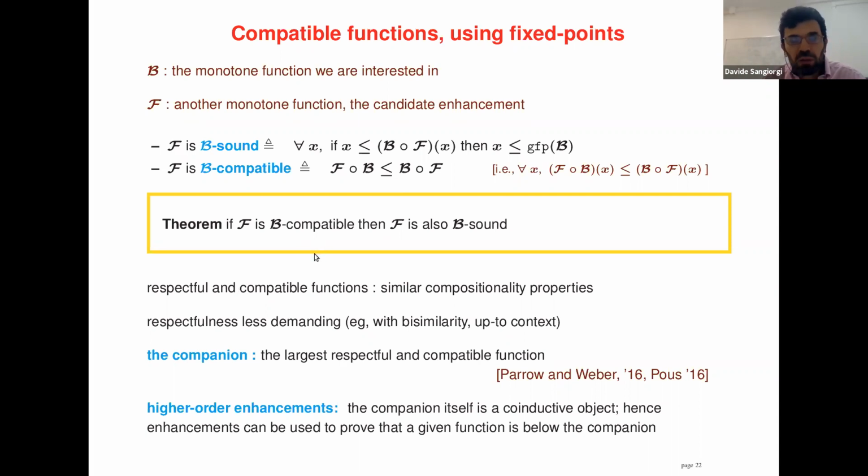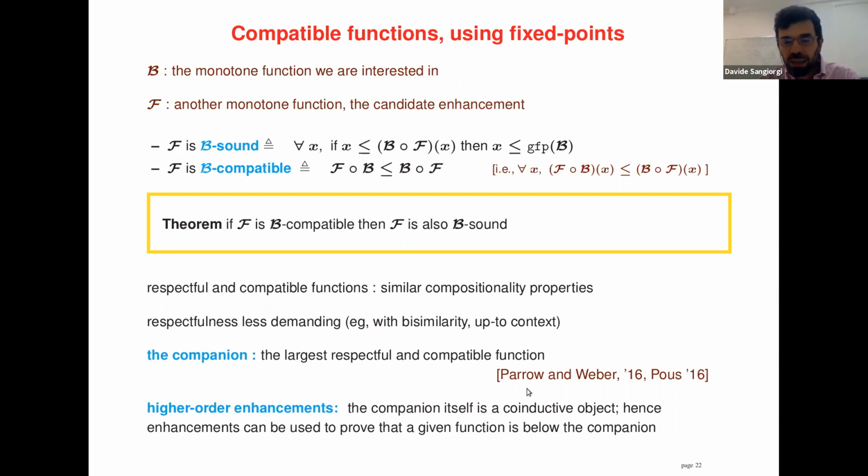So these compatible functions are very similar to the respectful functions. Compatibility implies soundness, and also compatible and respectful functions have similar compositionality properties. Respectfulness is somehow less demanding. For instance, up to context is respectful, but not compatible in general.